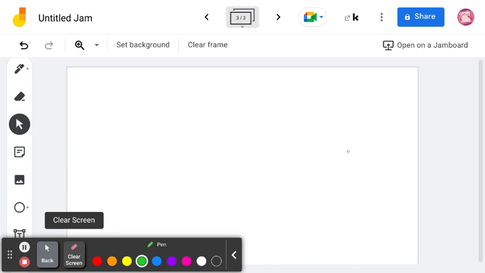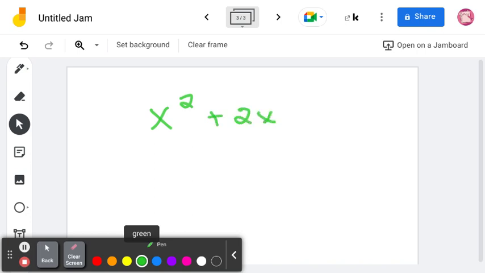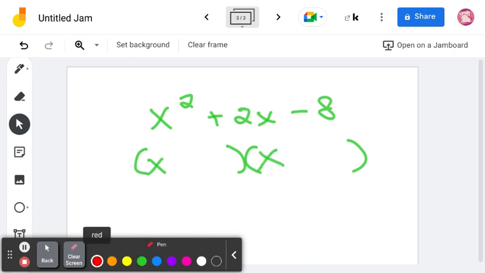Now this can get a little tricky when you have minus signs. Let's do x squared plus 2x, still a trinomial. So now we have to find 2 numbers that multiply to -8 and add to 2. So I'm still going to use 4 and 2.